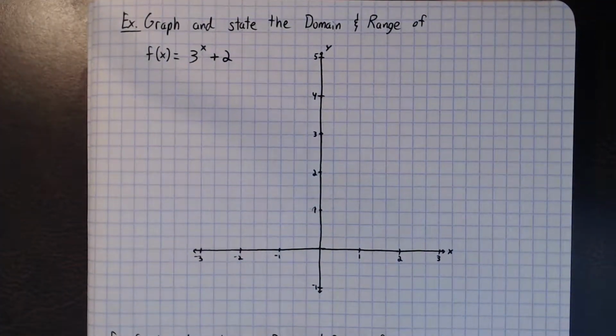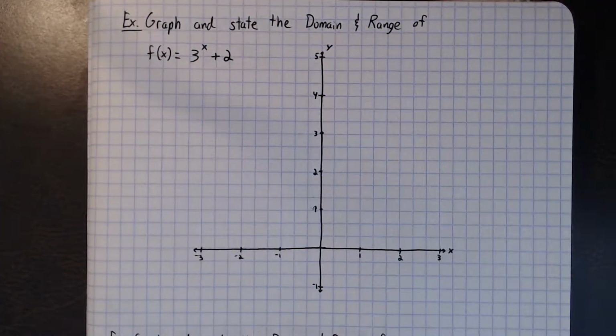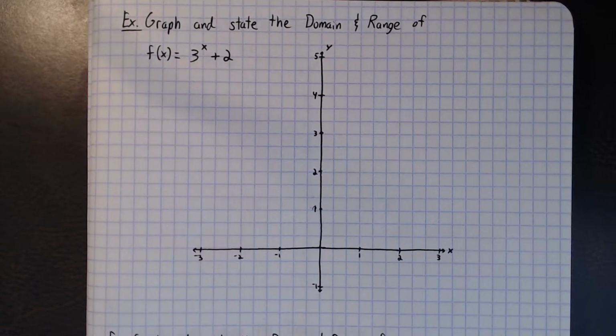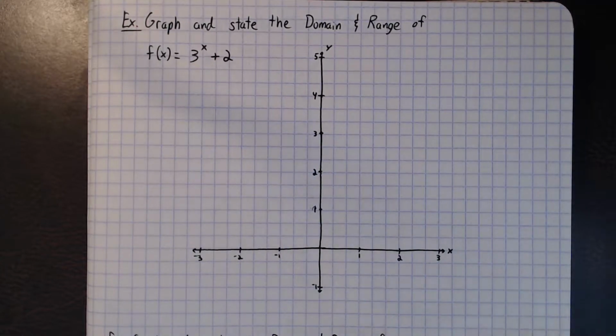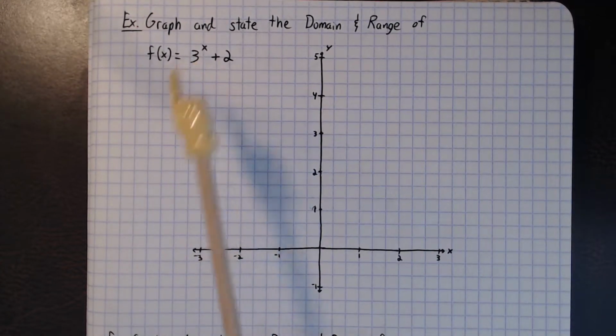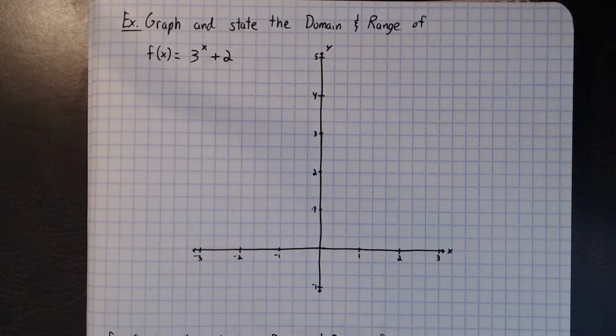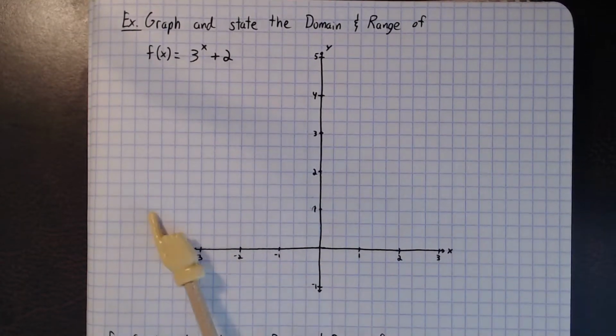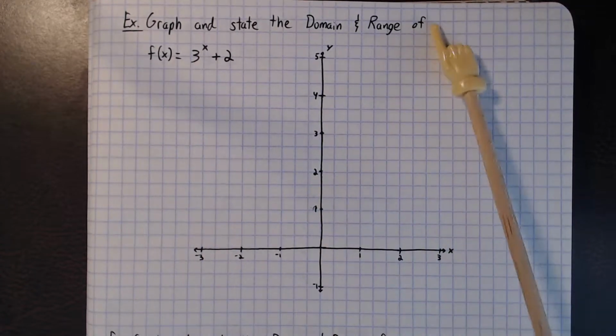So they're asking us to graph and state the domain and range of this function: f of x equals 3 to the power of x, plus 2. There's a couple of things that we want to take really good note of. First, it's what our base is. Our base here is 3, so our b value is 3. We know it's greater than 1, so it's going to be growth. It's going to have this kind of look, starting low, and then it's going to go up.